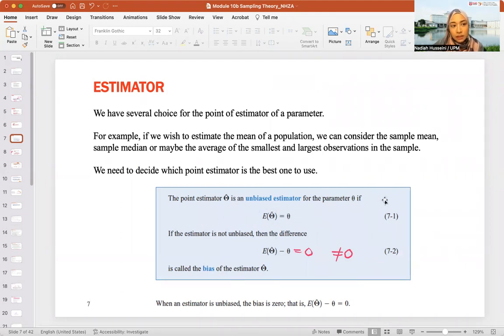If an estimator is unbiased, therefore the estimator minus the point estimate is going to be equal to 0. If you overestimated or underestimated your parameter, therefore your bias will be greater or less than 0. It's not going to be equal to 0. So if it is equal to 0, then it is going to be unbiased.